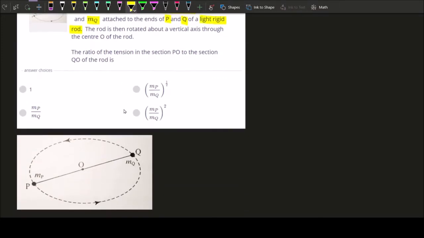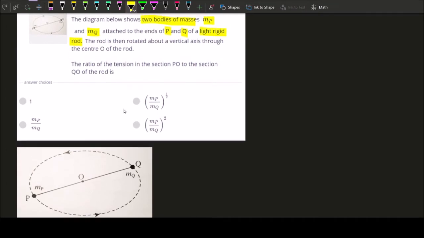Okay, let's refer to the diagram here. So you have mass P and mass Q, and mass P is attached to point P, mass Q is attached at point Q, and this bar over here, they say it's a light rigid rod. You see the word light in your chapter 8. The light here actually means the mass of the rod will be equal to 0, or we can think the mass of the rod is negligible. Okay, that's the idea of a light rigid rod.